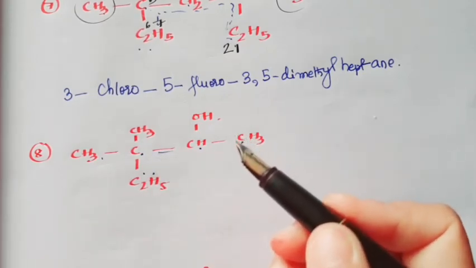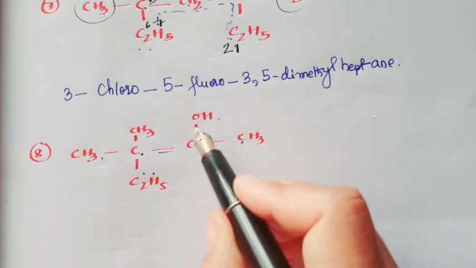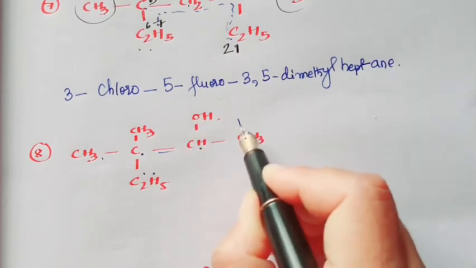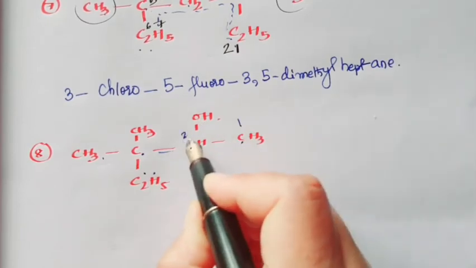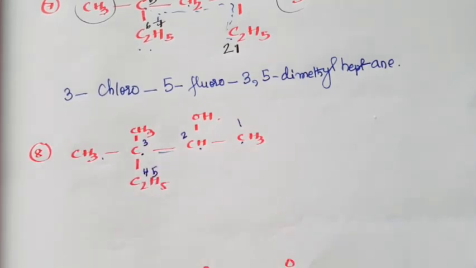Now next is to number it. While numbering, again your functional group will get the preference. So while numbering it should get the lowest position. So we'll number from here. Okay. So 1, 2, 3, 4 and 5. This is how we are going to number.